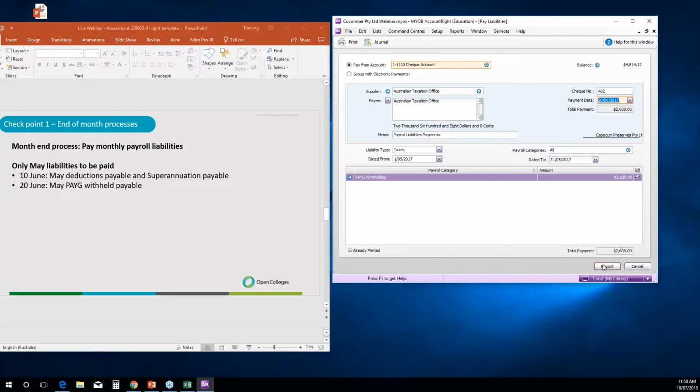As I said, I have changed all the amounts in this Cucumber Pty Ltd, so you are not going to have exactly the same amounts. Don't be surprised and ask how come Kim's amounts are all different to mine. It's because I have changed all the amounts. And I'm going to record.